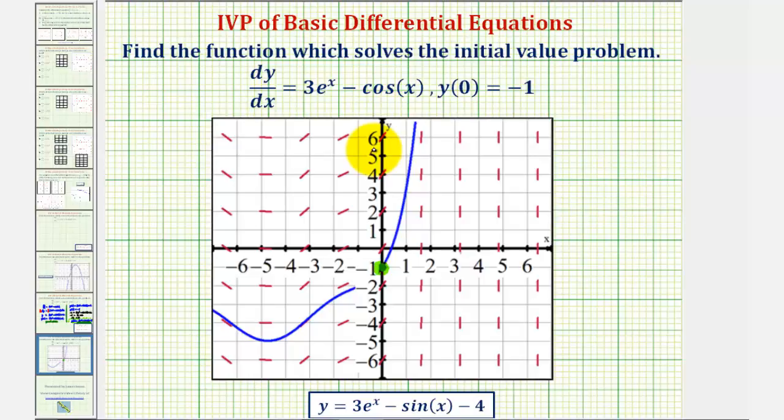And if we graph our solution, y equals 3e to the x minus sine x minus 4, first notice how it does pass through the point 0, negative 1, and also it fits nicely in the direction field, meaning the segments do seem to correspond to the slopes of the tangent lines of our function at any given point.